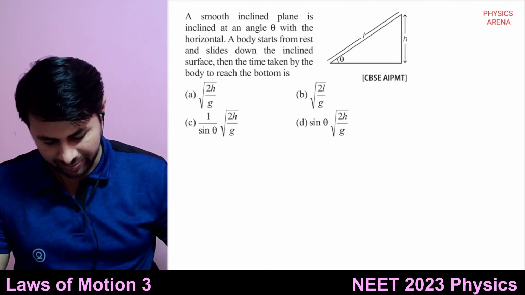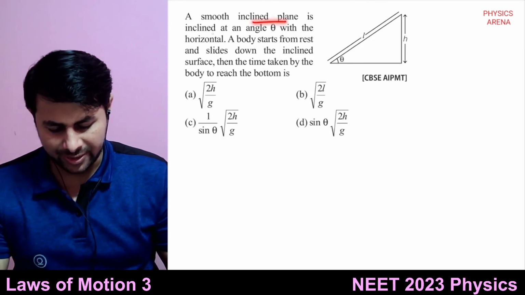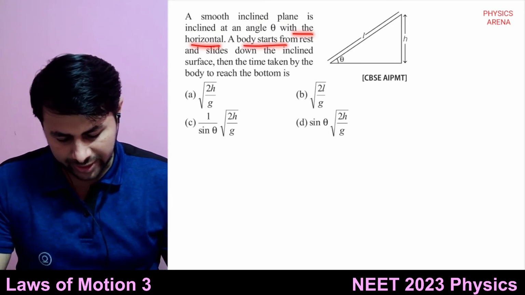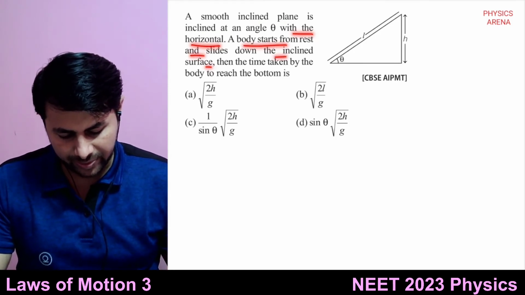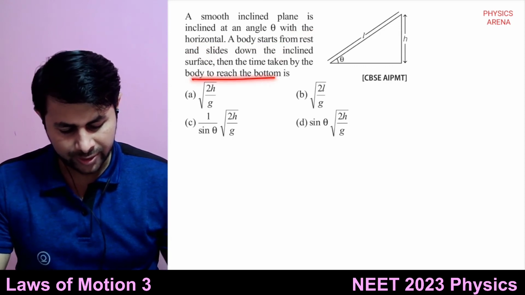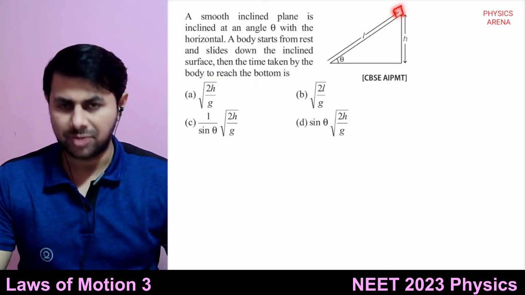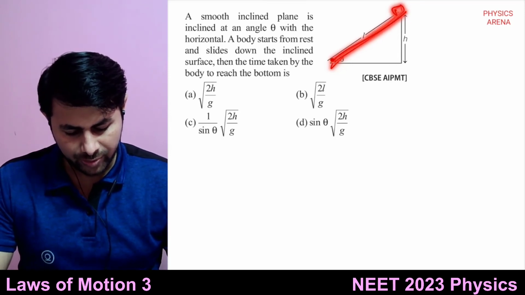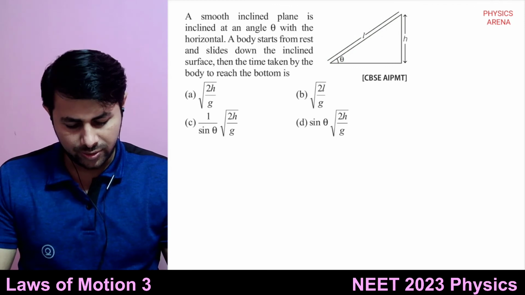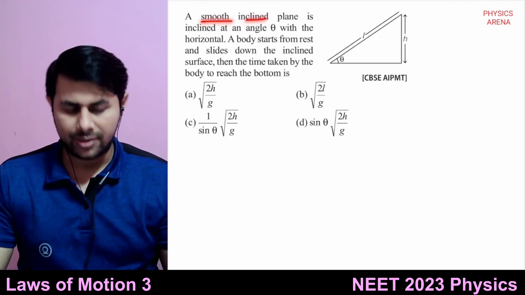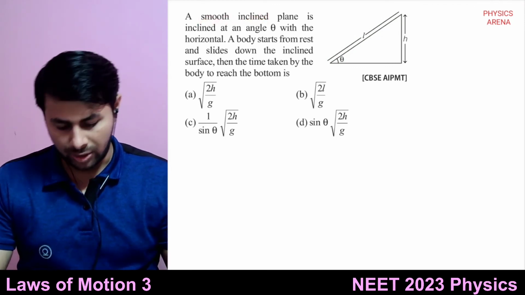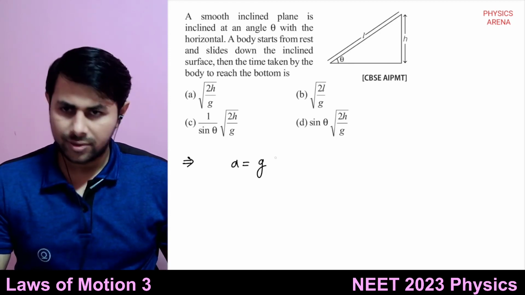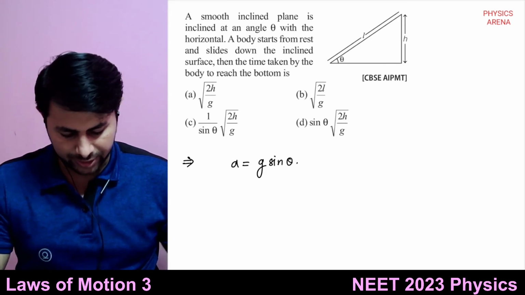All right, next problem. A smooth inclined plane is inclined at an angle theta with the horizontal. A body starts from rest and slides down the inclined surface. Then the time taken by the body to reach the bottom. So a body starts from here. We want to find out the time taken by that body to move till the bottom. This is a smooth inclined plane, that means there will be no friction. So how much would be the acceleration? Good, g sine theta would be the acceleration.